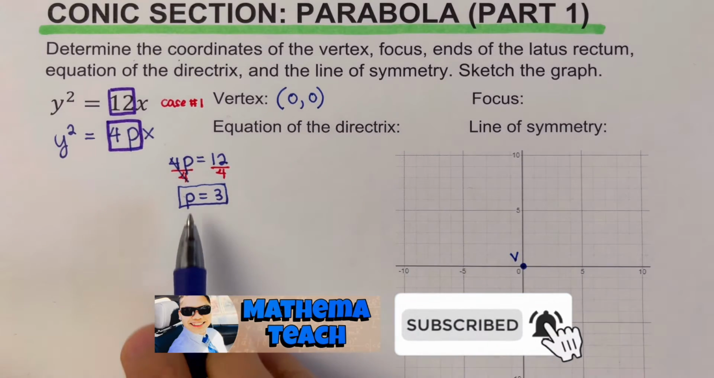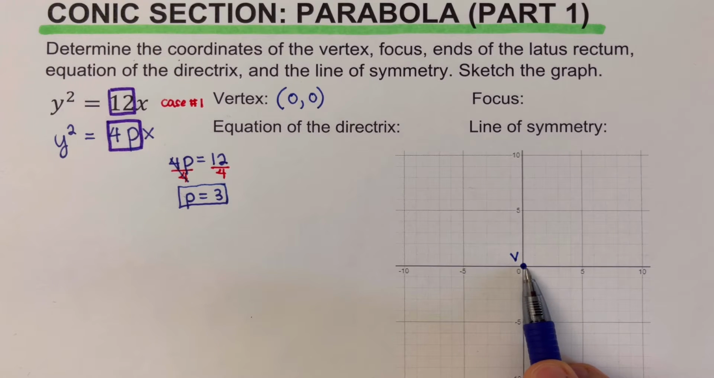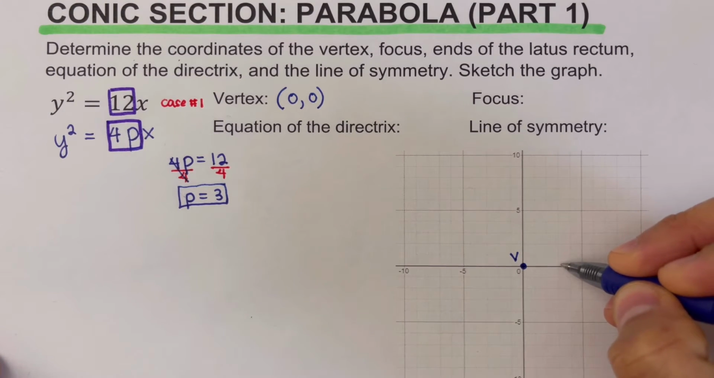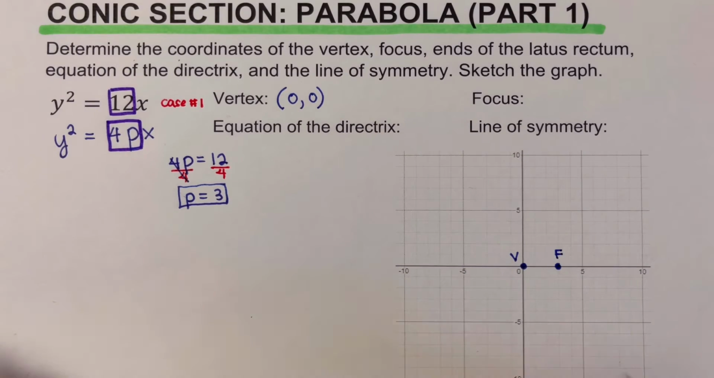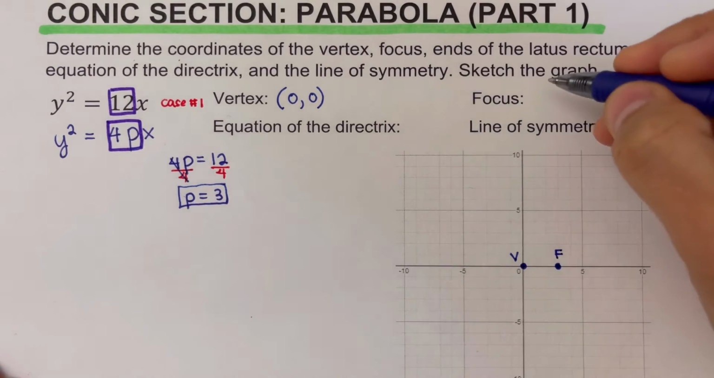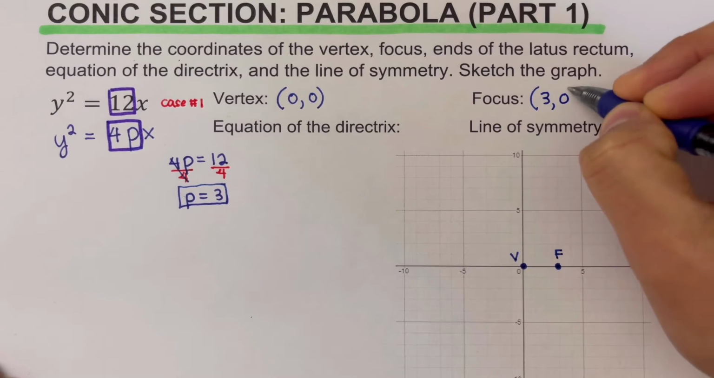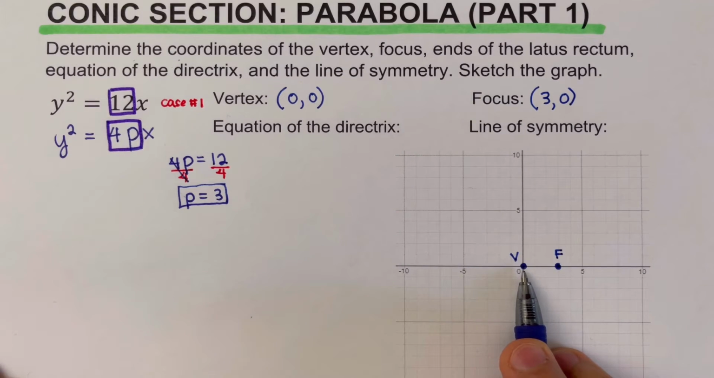And since our P is 3, that is 3 units to the right of the vertex, since that is positive, and this is case 1. So that would be 1, 2, 3. So we can go ahead and say that this is our focus. We can therefore say that the coordinate of the focus is 3, 0. So I label that with letter F right here. That's 3, 0. And our vertex, I label that this is V, and that is at 0, 0.